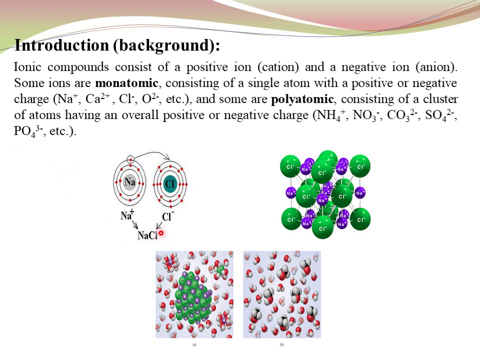Example: sodium chloride, the ionic compound NaCl, consists of a positively charged ion, the Na+ cation, and a negatively charged ion, the Cl- anion, chloride. Now here, the shape of NaCl in the solid state is a regular cube.